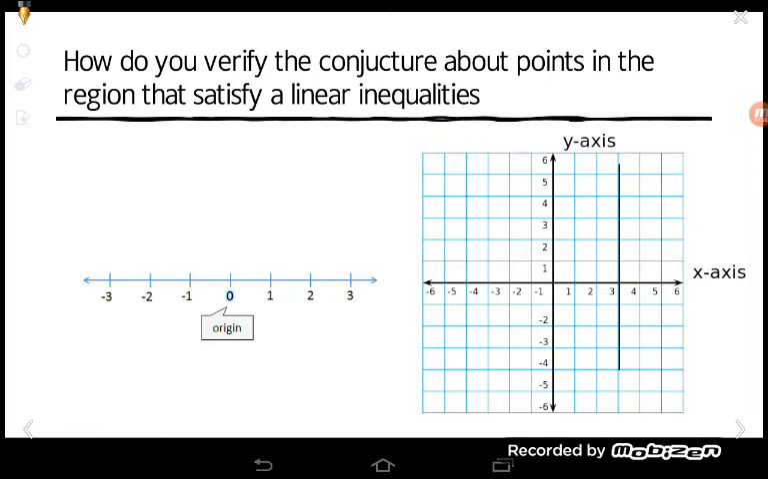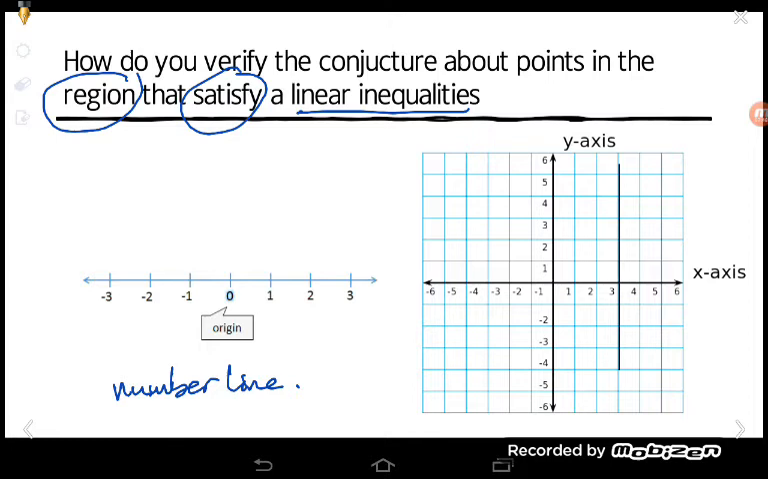Okay, now how do you verify the conjecture about points in the region? Yeah, now you will learn about the region that satisfies a linear inequality. Okay, do you still remember this number line? Let's say you have x equal 1. So x equal 1 is here.